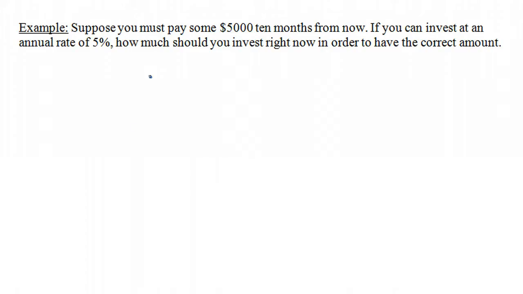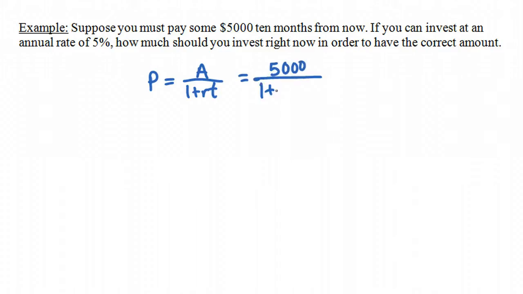So again, what we're looking for is the present value of that future amount. So P is equal to A over 1 plus RT. The A is the amount that you want to have in the future, right? That's the $5,000. The R is the interest rate, and the T is the time. Now, 10 months from now is really 10/12 or 5/6, however you want to write it. But when you figure this out in a calculator, it turns out, I rigged it up so it'd be a nice even number as an answer here. It's $4,800.